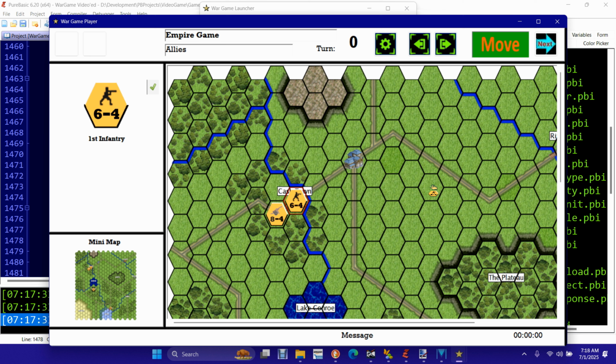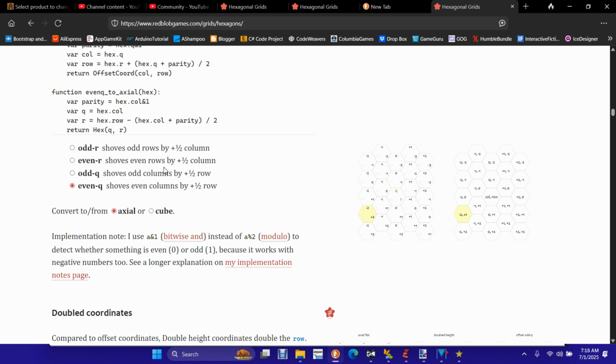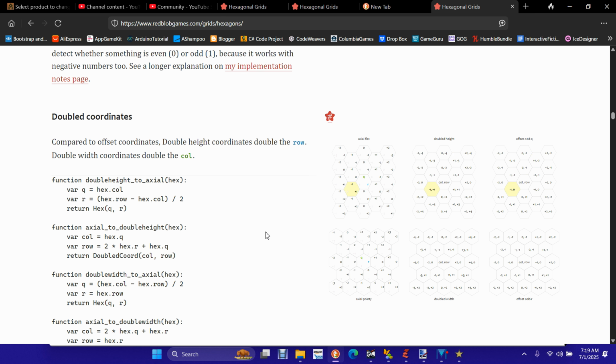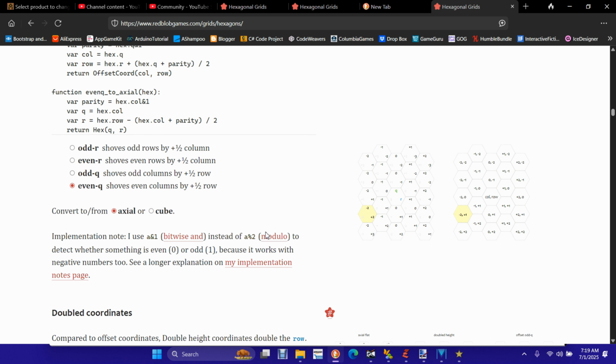So we have the first row is down. So let's jump back to that web page. The first row is down. So we're using an even queue, columns, even columns are a plus half. Okay, so I think I went with an odd, but I don't know. I'll go look and check the math. It matters here. Let's see. Oh, these are the double coordinate systems. Okay. Yes, it matters.